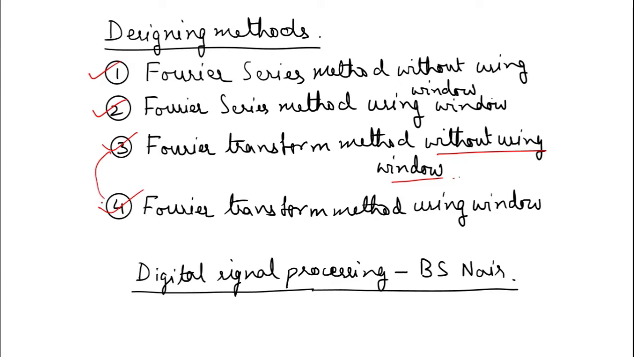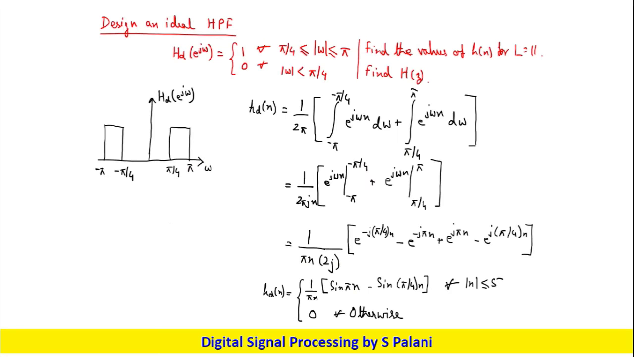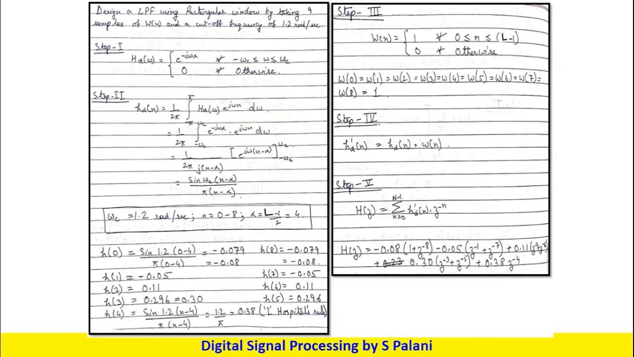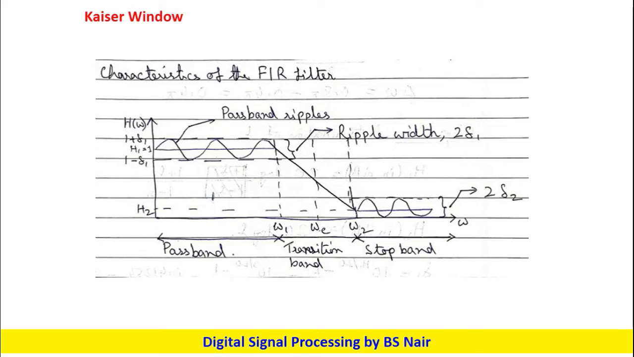It is similar to what we have done over here. So I am not going into the details. After you get the h(n), you also calculate the window functions, multiply it, and the rest of the process is the same. So I am not going into that. Today we will basically be discussing a new type of window, the Kaiser window.